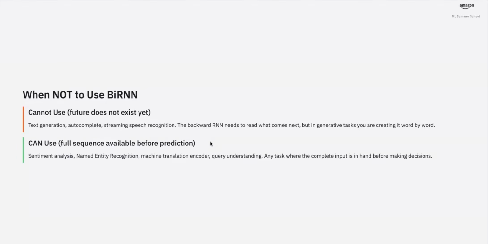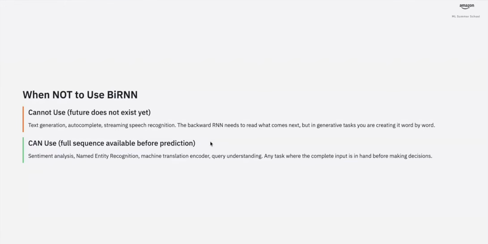But whenever you already have the complete input in hand before making any prediction, bidirectional RNN is exactly the right tool. Sentiment analysis: you have the full review, so read it in both directions and get maximum context before deciding positive or negative. In named entity recognition, you have the complete sentence, so label each word with full left and right context. In machine translation encoder, you have the entire sentence upfront, so you can encode it bidirectionally before the decoder starts generating. And this is actually how BERT works.